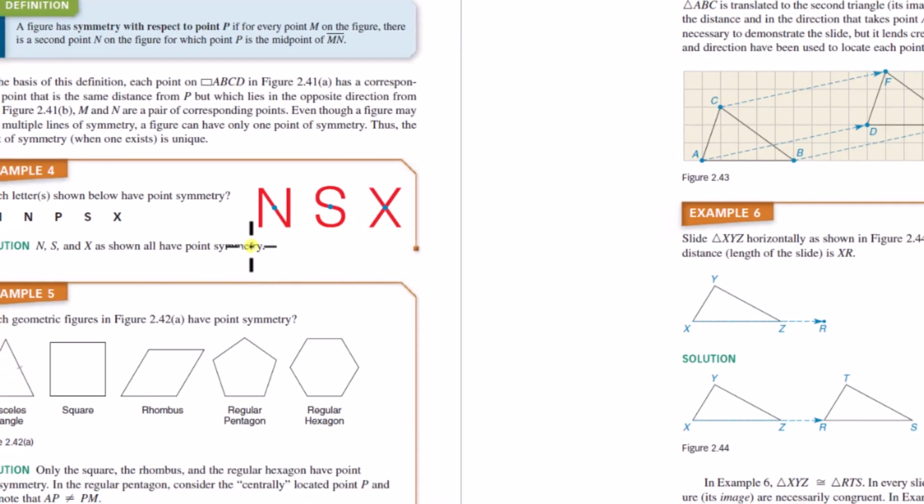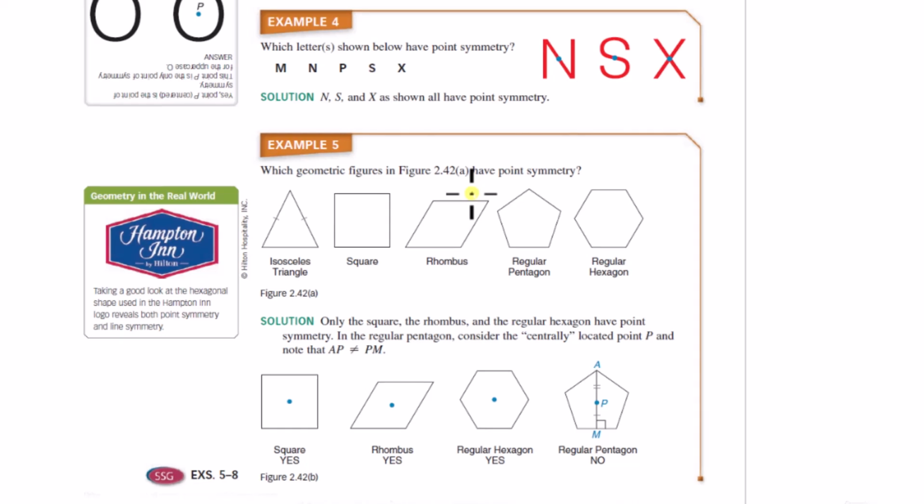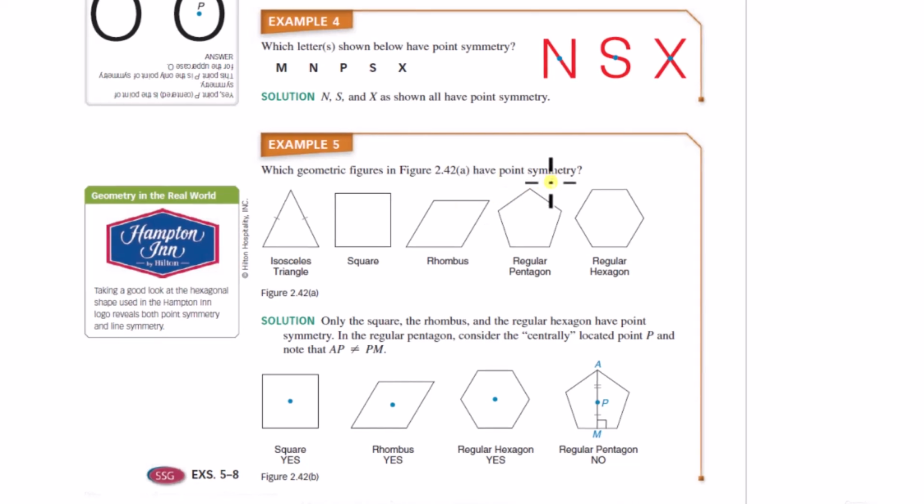Okay. Which geometric figures have point symmetry, have a point of symmetry? So looks like here, yes, right in the middle there. Here definitely. Here definitely. Here definitely. What about here? Again, it's going to have to be in the center. And, yeah, it looks like yes. So all of these would be yes, I would say.